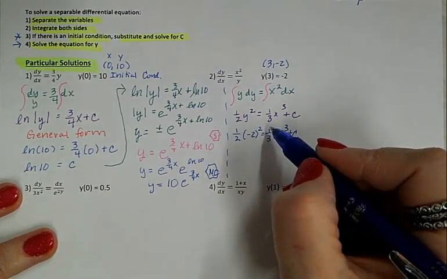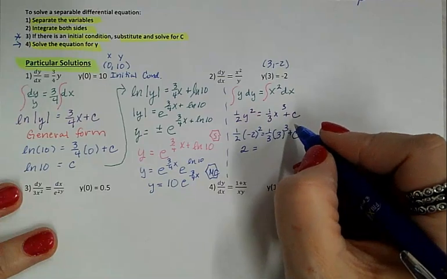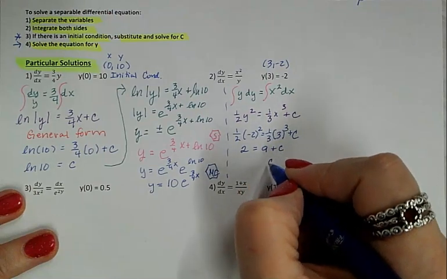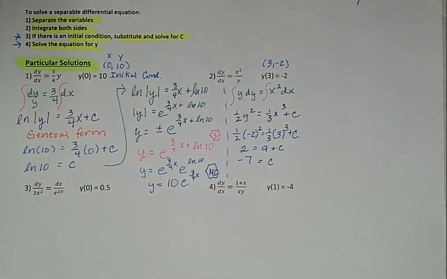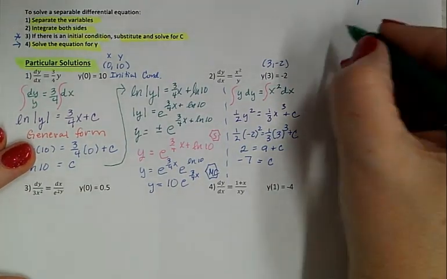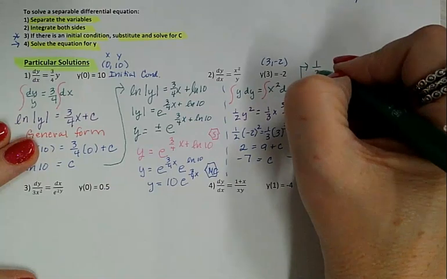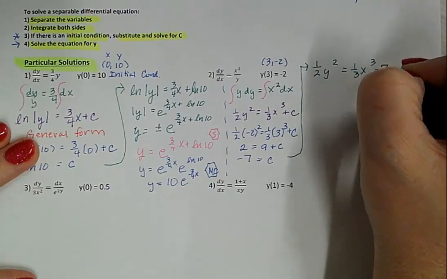So -2 squared is +4 divided by 2 gives me 2 equals 3 to the 3rd power is 27 divided by 3 is 9 plus c. So I just found my c to be -7. So once I have my c to be -7, then I'm going to go back in and plug it in to my general solution equation, which is right here. So I'm going to have 1/2 y squared equals 1/3 x cubed minus 7.